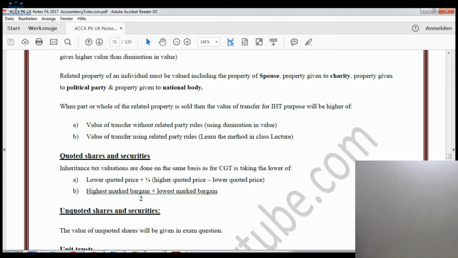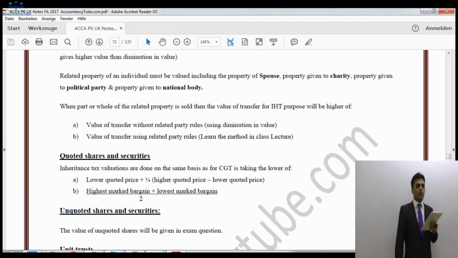For now, just move on to the lecture notes, please. Again, on the lecture notes, as you can see, this is valuing related property. Just beneath that is quoted shares and securities. Now, how to calculate the value of the quoted shares?